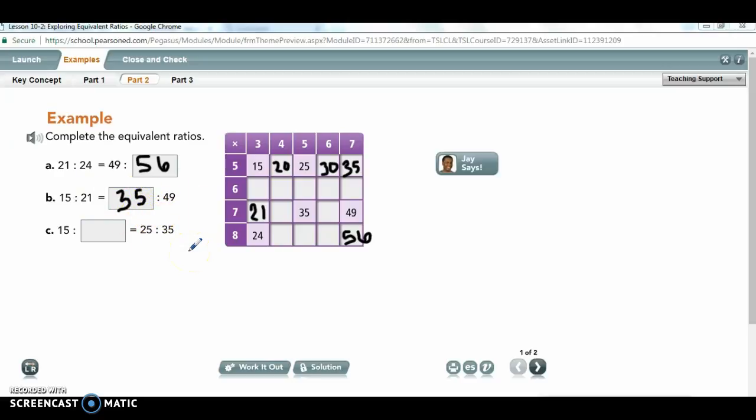Can you solve the last one on your own? All right, so we see 25 to 35 right here. 25, 35. We want to slide it down so that our lesser terms have 15 in it, and then we match it up down here. So 21 is going to be the answer to make our equivalent ratios.